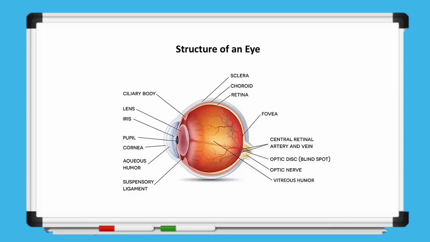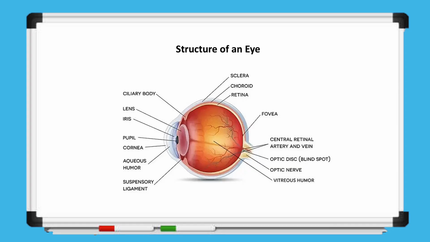Just behind the cornea is the aqueous humor, a clear fluid that nourishes the eye and maintains its pressure. Connecting the ciliary body to the lens are the suspensory ligaments, thin fibrous strands that hold the lens in place and adjust its shape for focusing. The tough, white outer layer of the eye is called the sclera, which protects and supports the eye, while the choroid, a layer beneath the sclera, provides the retina with blood and nutrients.